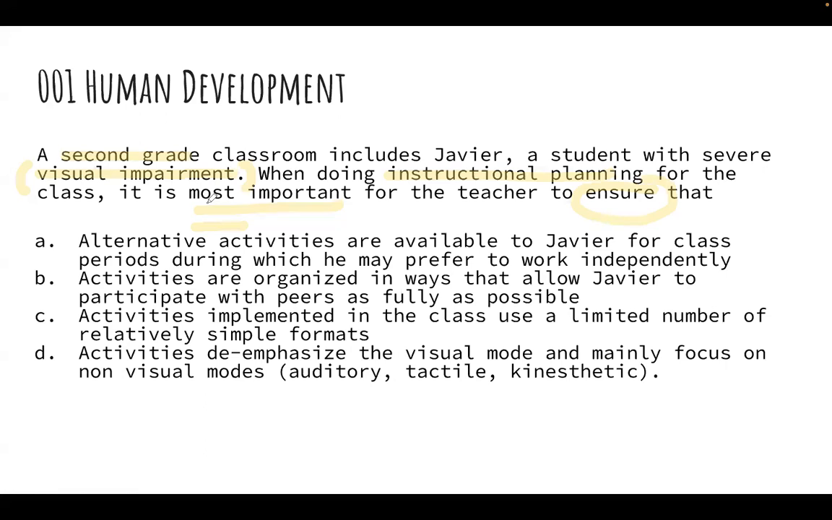A, alternative activities are available. So the teacher should ensure that alternative activities are available to Javier for class periods during which he may prefer to work independently. B, activities are organized in ways that allow Javier to participate with peers as fully as possible. C, activities implemented in the class use a limited number of relatively simple formats. D, activities de-emphasize the visual mode and mainly focus on non-visual modes: auditory, tactile, kinesthetic.